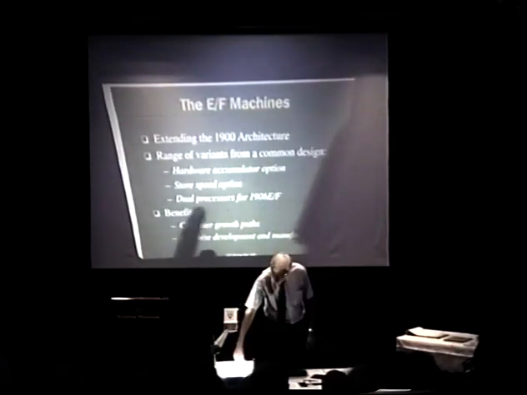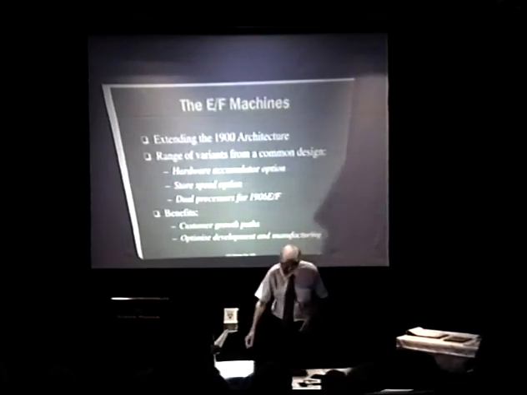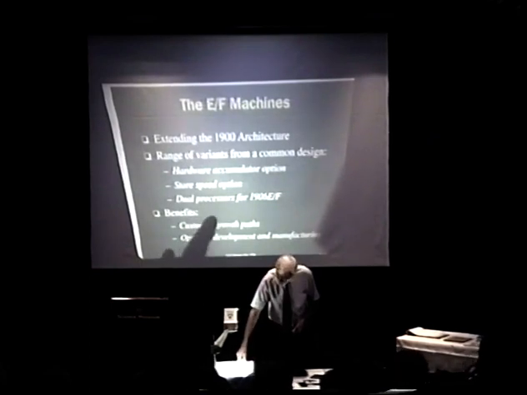My nomenclature is not very clear, but I think the duals were dual processor versions of the 4.5. You had a dual processor, and that made it the 6. So, a number of architectural things.